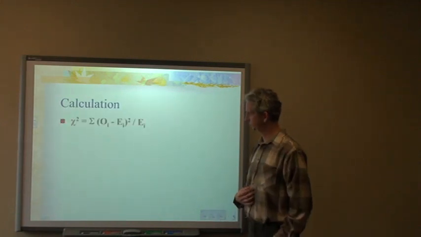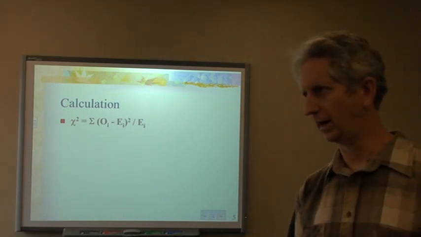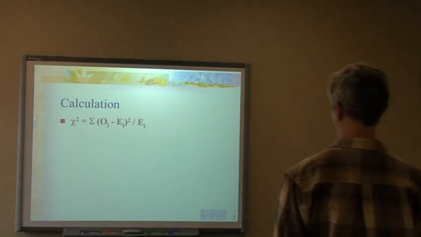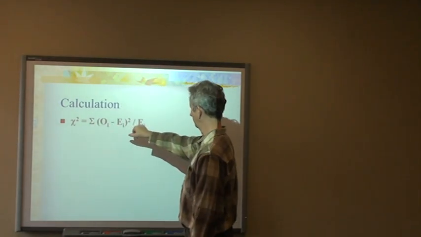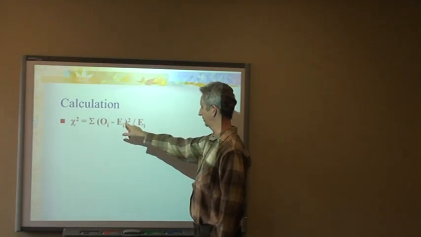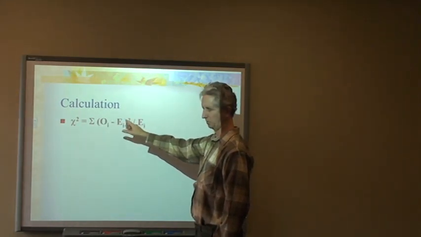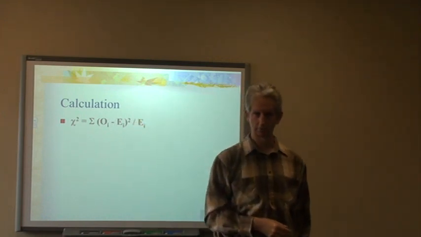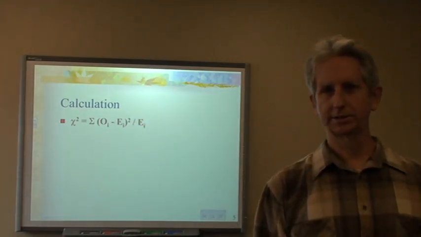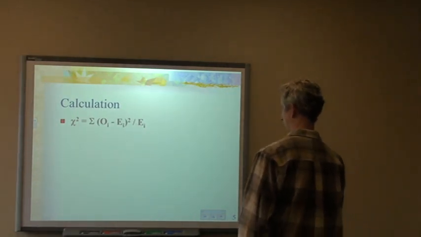The calculation of the chi-square is not a really complex formula. Chi-square is our test statistic, so it's on the left side of the equation, and it's equal to the sum of the squares of the observed frequencies minus the expected frequencies, all of that divided by the expected frequencies. So that's the calculation of the chi-square goodness of fit model. It's really not that difficult to do.